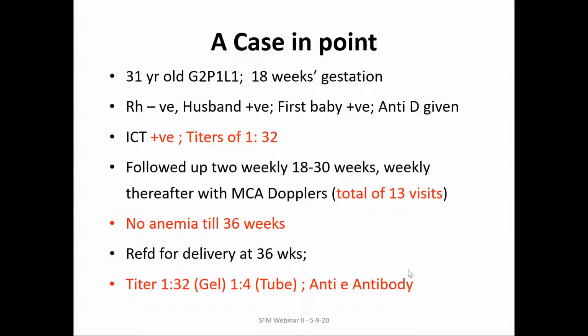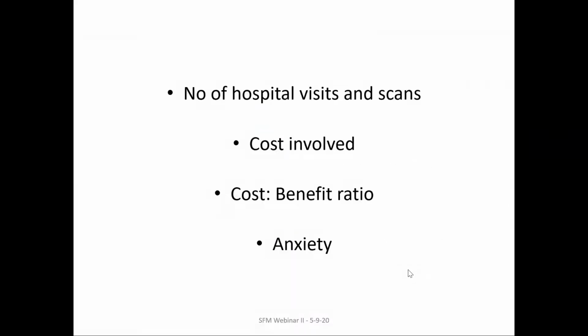Now, if I had this information, or if the referring doctor had this information at 18 weeks of gestation, and if she had bothered to look or ask the lab by what method this titer was done, and if she had known that there are 2 methods of testing for titers, and this was done by the gel method, where the critical titer is not 1:16 as is for the tube method, but is higher, then we could have saved a lot of hospital visits for this lady. A lot of scans could have been minimized. The cost involved would have been drastically different.